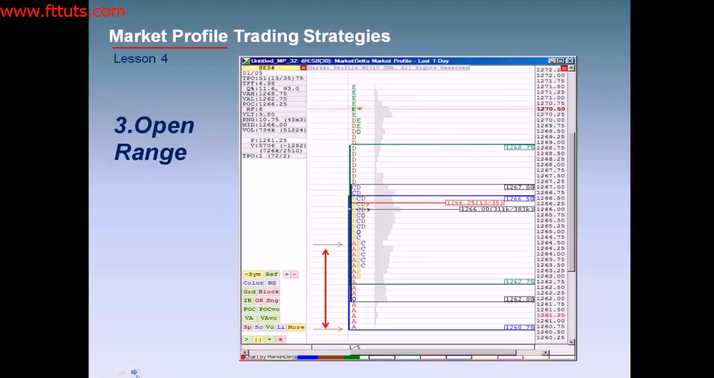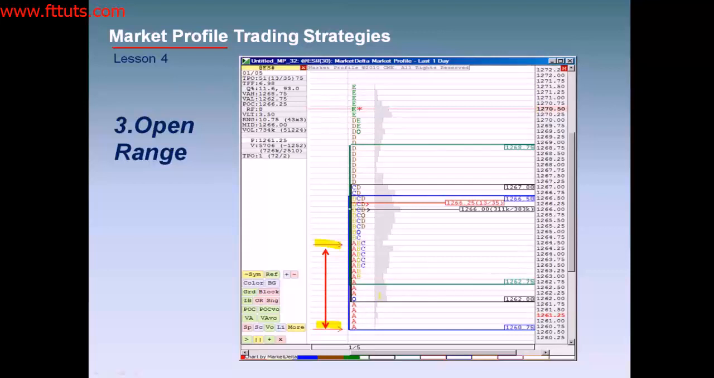All right, now the open range. The open range is basically the range of the price movement from when the market opened till the first half hour of trading. So we're only looking at the A period. That's really our open range. That's the very first period of the day. And even though market delta did not give us lines to identify the top and the bottom of this range, it should not be difficult for us to do that on our own.